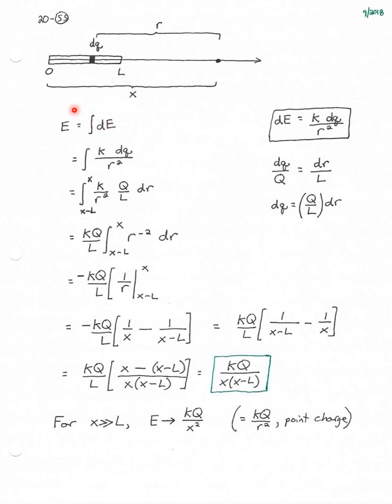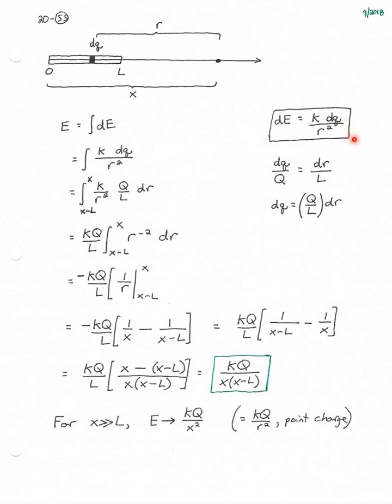First, we draw a picture, and we want to know for x greater than L. That just means somewhere beyond the rod itself. We're going to establish the R that we're going to use as the distance from any charge element that we're going to evaluate to the given point. We'll start with E equals the integral of dE. And we know that dE from previous in this lesson is k dq over r squared.